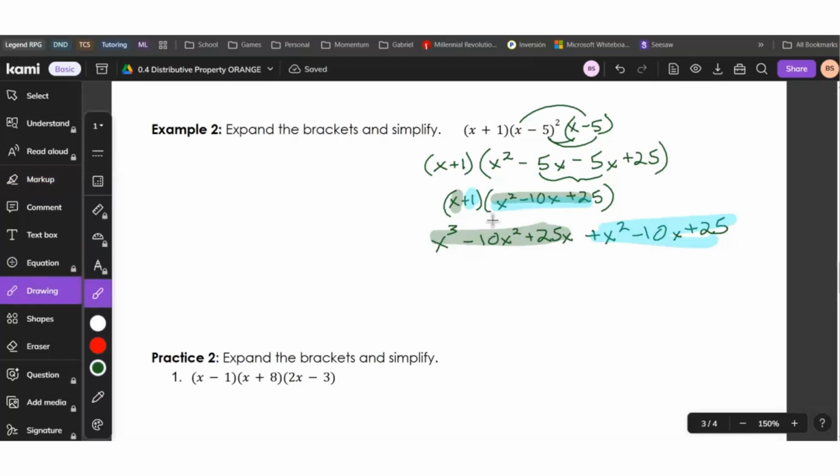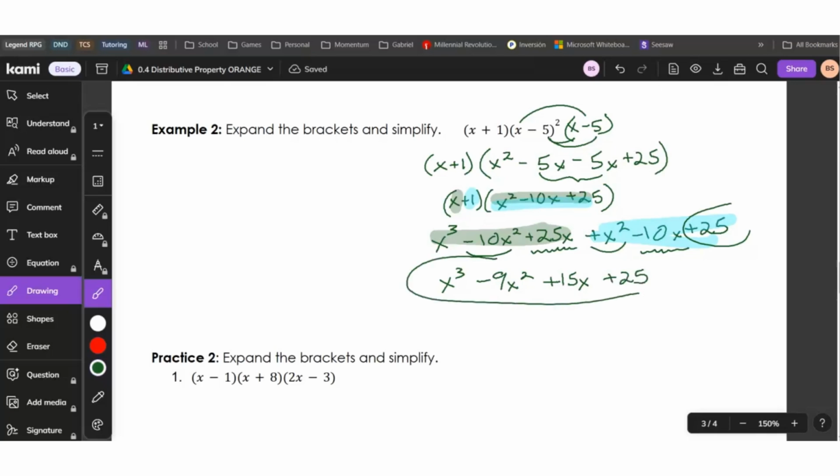Now I need to combine my like terms. So there's only one x cubed, because I'm not multiplying. We're just collecting like terms. Minus 9x squared, exactly. So we've got negative 10 and positive 1, so that becomes negative 9x squared. Then we've got 25 and negative 10, so that becomes positive 15. And then this guy's all by itself, so plus 25. And that would be my final answer.